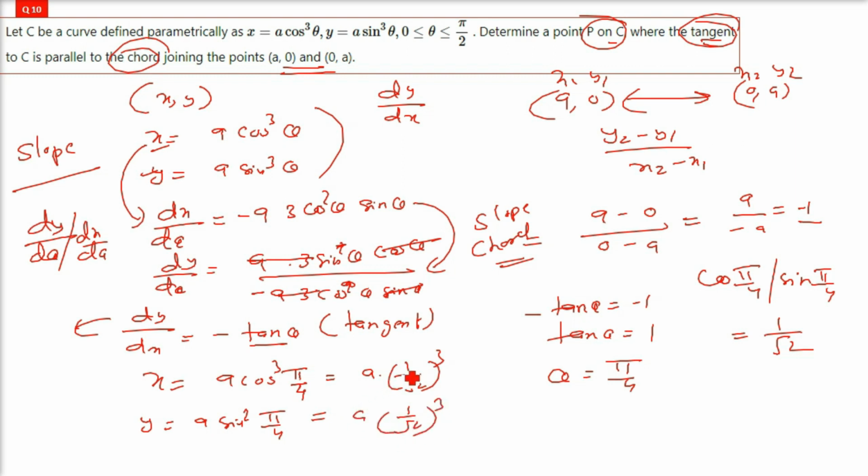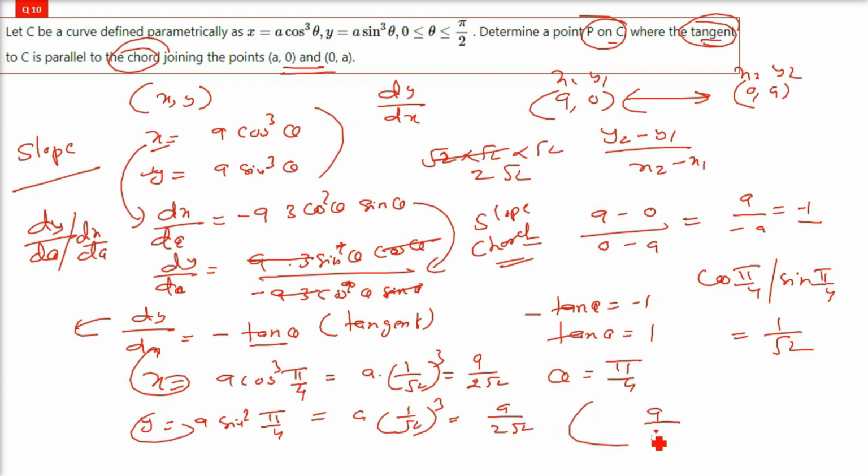Root 2 into root 2 into root 2 is going to give you 2 root 2. I'll show you also that x and y is going to give you the point which is being asked in this question. Determine a point P on C where the tangent to C is parallel to the chord joining A0 and 0A. So the point which we have arrived at is a by 2 root 2, a by 2 root 2.